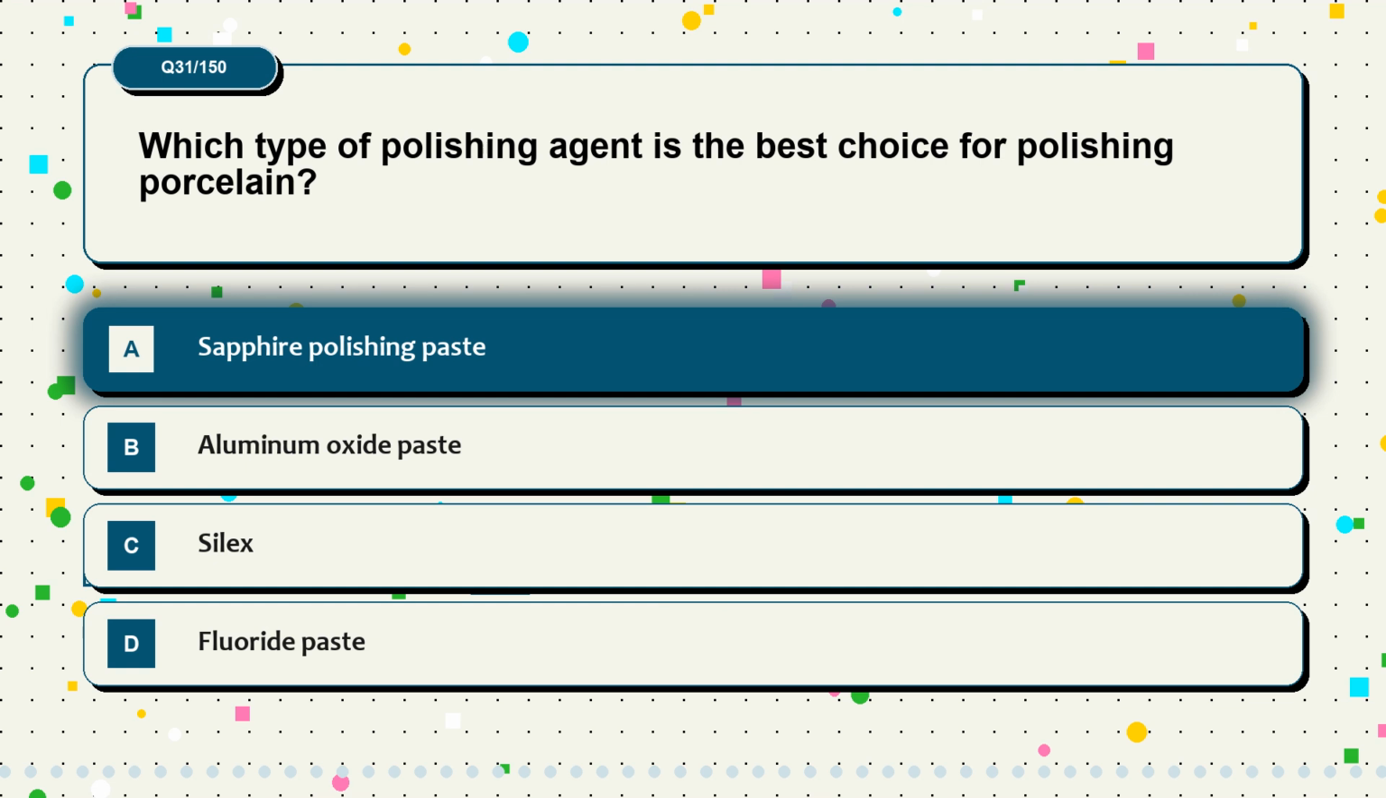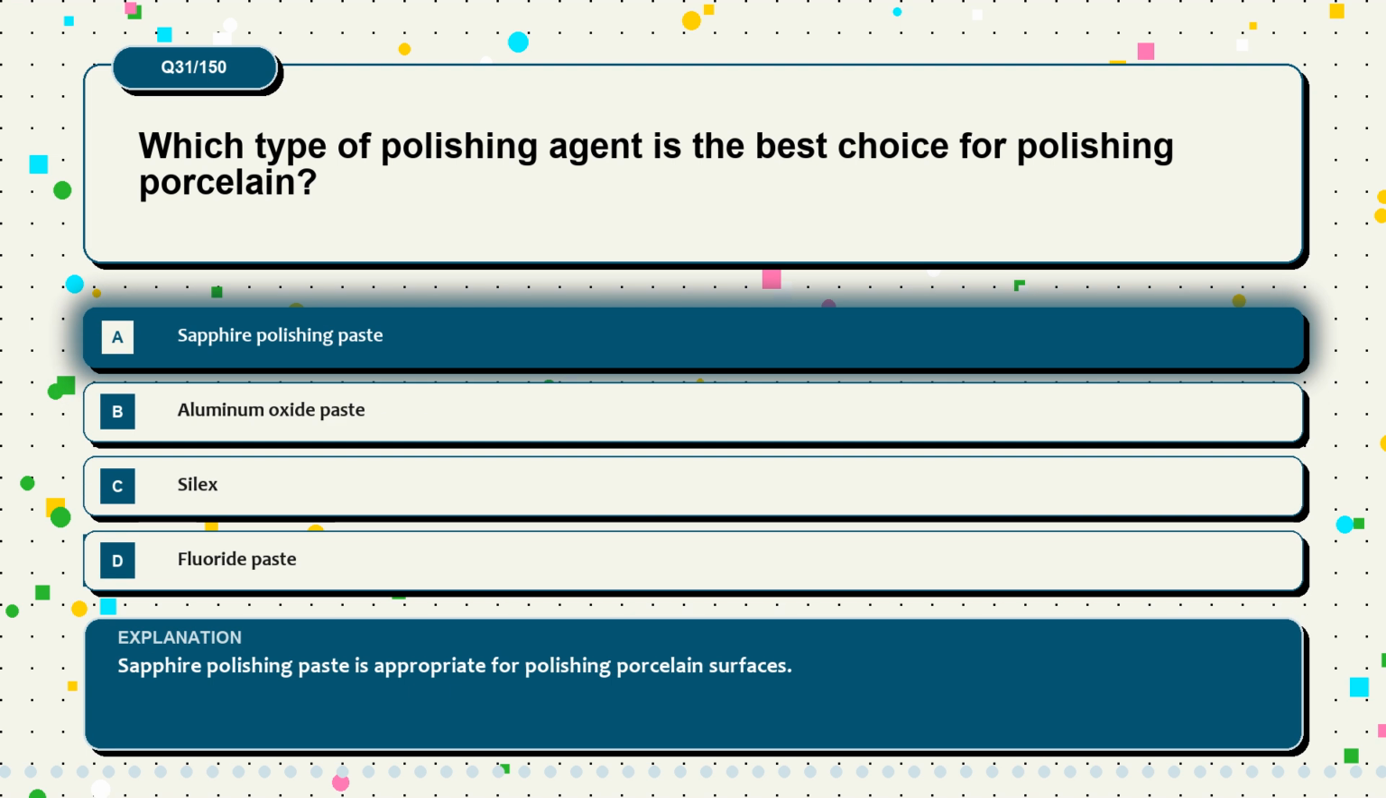The correct answer is option A. Sapphire polishing paste. Sapphire polishing paste is appropriate for polishing porcelain surfaces.